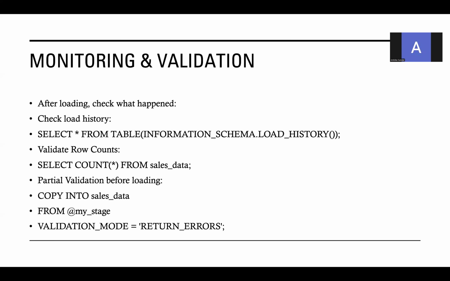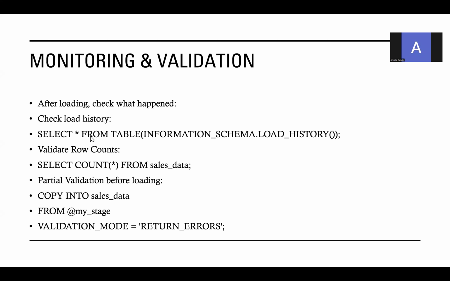Now monitoring and validation. After loading the data, check what happened. Check the load history: SELECT * FROM TABLE(INFORMATION_SCHEMA.LOAD_HISTORY). Go to your Snowflake load history or query history and select this query. Using this query, you will be able to validate the number of row counts. SELECT COUNT(*) FROM sales_data.